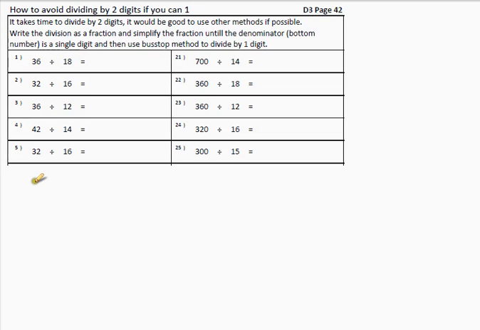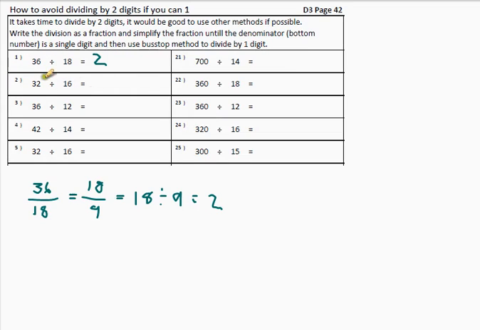Let's look at the first one. We have 36 divided by 18. Now you might remember from what we did with fractions that we can simplify that fraction. We can half both of them, can't we? What is half of 36? That is 18. What is half of 18? That is 9. And now let's look at the sum. It is just 18 divided by 9. And what is that? 2. So my answer is 2. Do you want to try the rest on your own? Pause the video now.